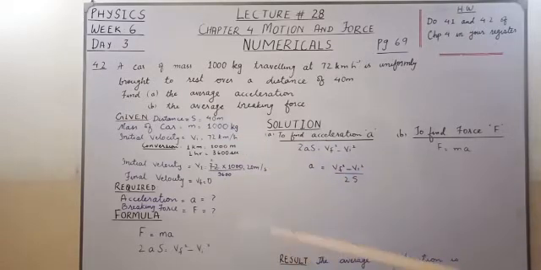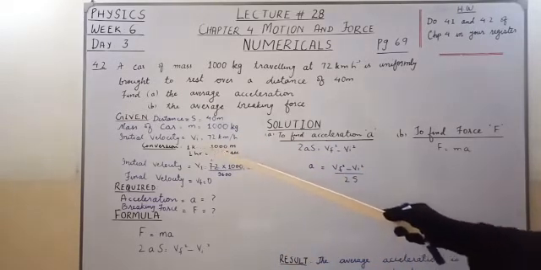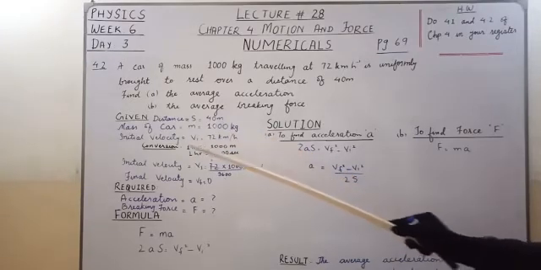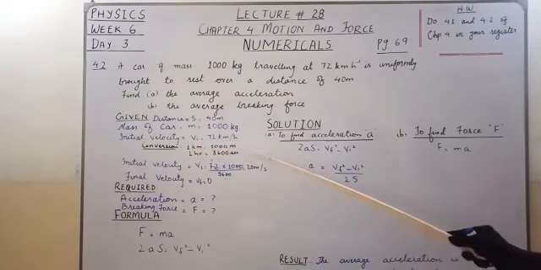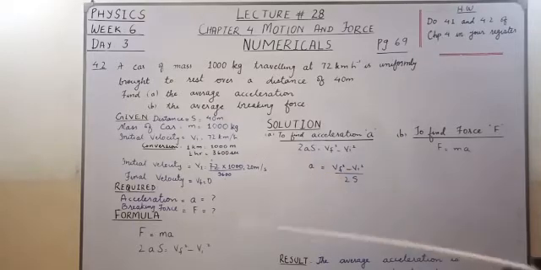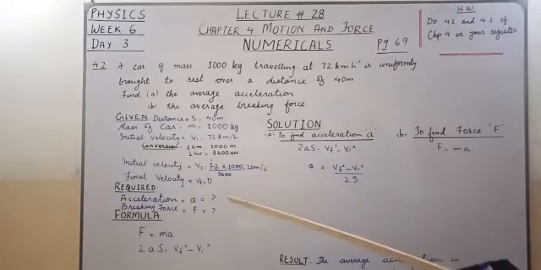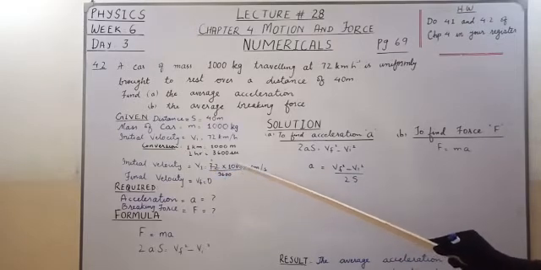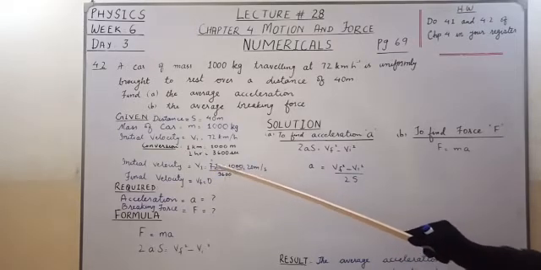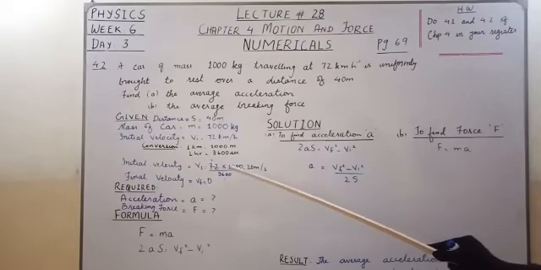Okay, so all of you know that 1 kilometer is equal to 1000 meters and 1 hour is equal to 3600 seconds. This is all we have done in our previous classes as well. So we have to multiply 72 with 1000 and divide it by 3600.